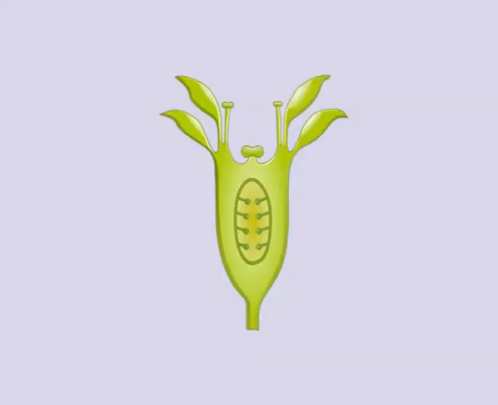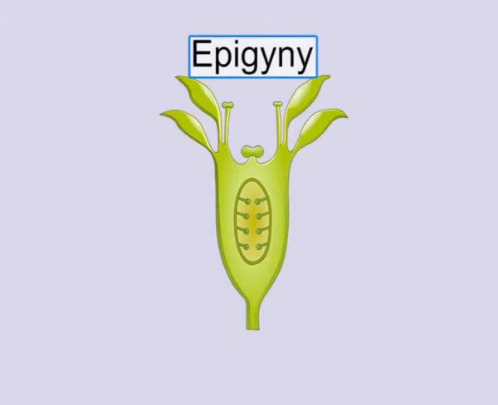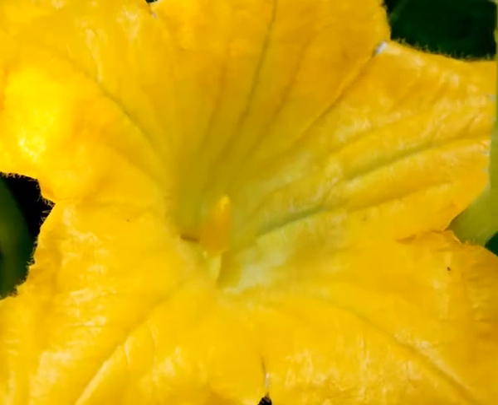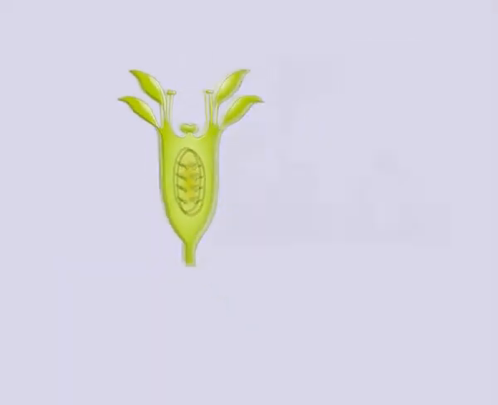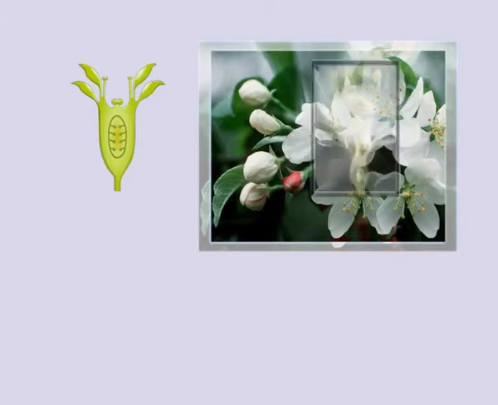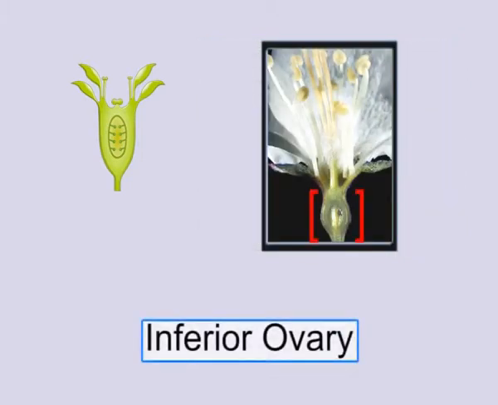Last type of arrangement is epigynous. Epigyny. Here, the thalamus surrounds the ovary completely. As clear from the visual, in this type, ovary is completely inserted and wall of ovary is fused with thalamus as found in cucurbita. In epigynous condition, ovary is said to be inferior as the other whorls arise above it.